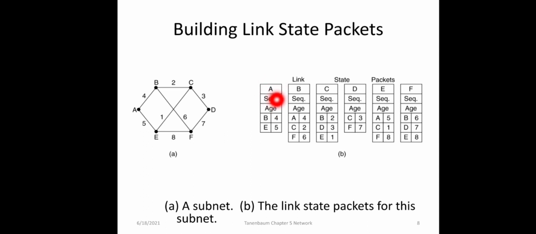Source node is A, the sequence number will be given here, age will be given. Then the list of neighbors and their costs. To B, the cost is 4, like that. For every other router, this will be the information in the link state packet. B has 3 different neighbors: A, F and C. All these 3 will be given here, with the corresponding costs. So now the link state packets are constructed. Now how do we distribute these packets to other routers in a reliable manner? That is the next step, and we will see that in the next session. Thank you.